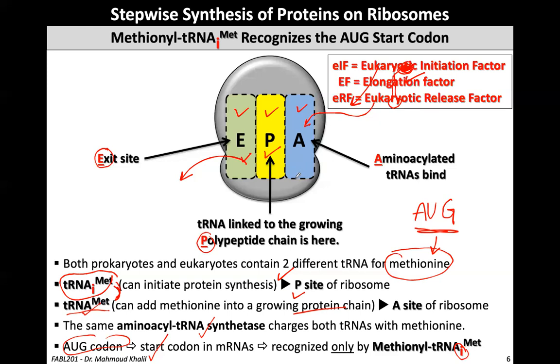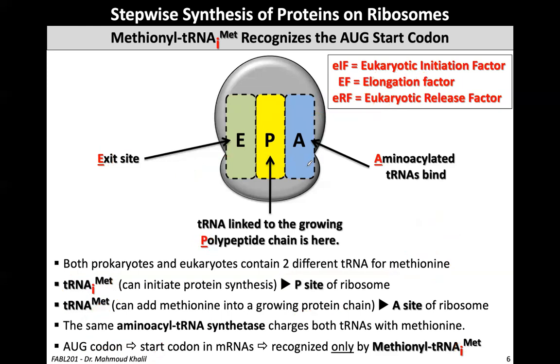The AUG is in the messenger RNA, okay? It's not in the transfer RNA, because the AUG is the codon. As we said here, it is the start codon in the messenger RNA. So this AUG, the first codon, should be recognized only by the transfer RNA in the P site, while other transfer RNAs will recruit methionine into the A site, based on the codon of the messenger RNA.